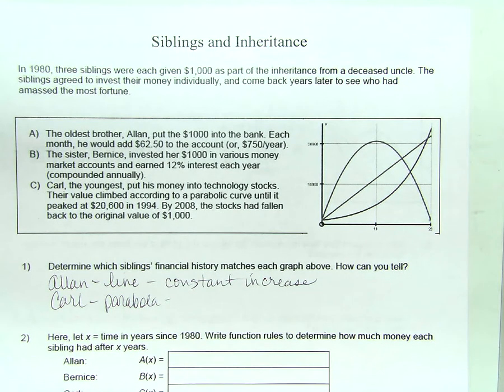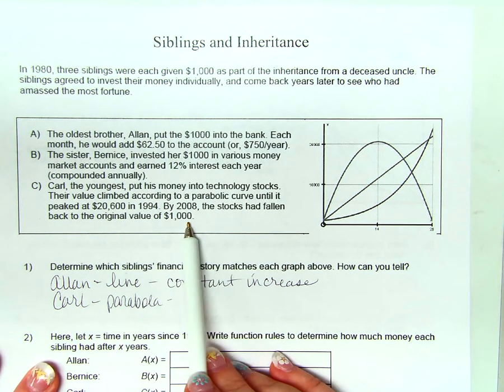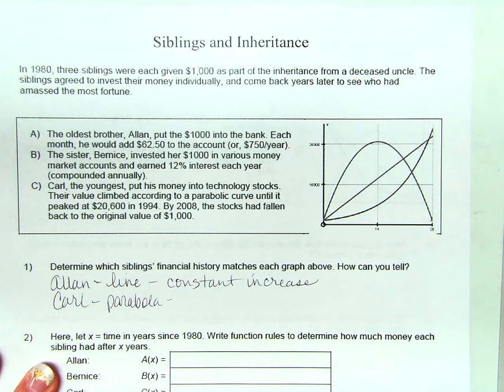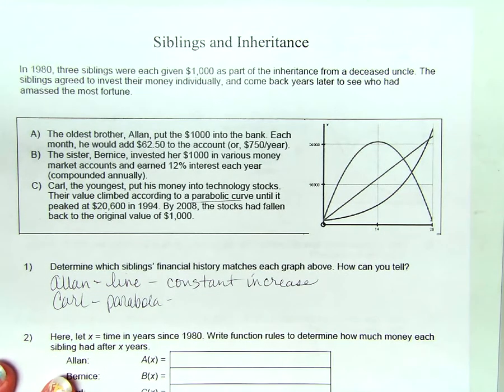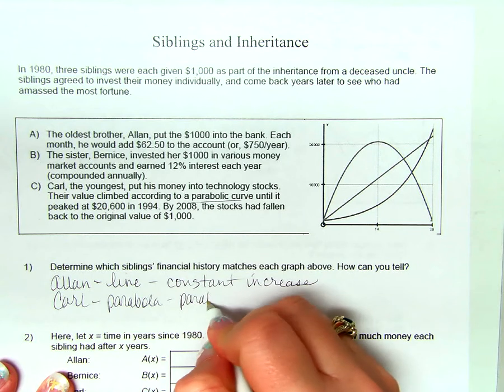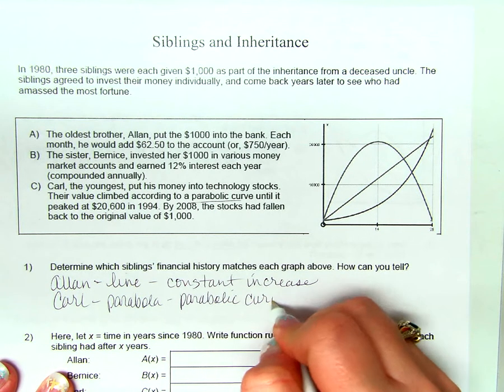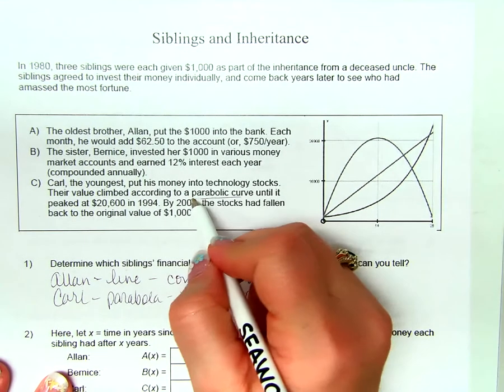Why do you think Carl is the parabola? Okay, so you're telling me the least obvious way, and that's good. That makes me feel good. Because it peaked at a certain time and then came back down to 1,000. That doesn't automatically mean a parabola, but that's a good indicator, right? What's the most obvious way you know it's a parabola? It says parabolic curve right in the words. Okay? So what do you want to put for the reason? Parabolic curve? Right where I underlined? Right here?